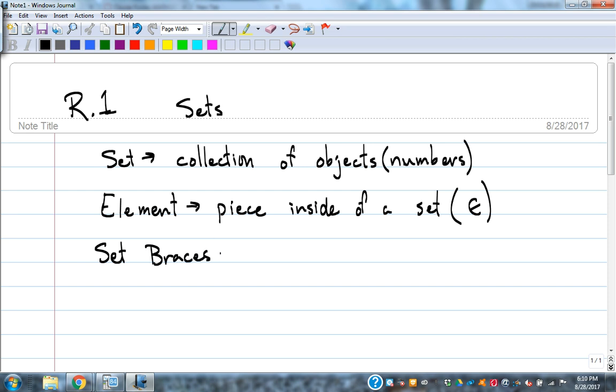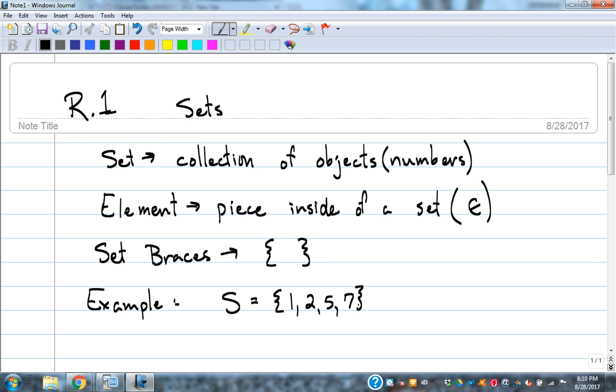And you'll hear me probably call these curly braces. Curly braces is what I usually say, but set braces is the real word for that. So set braces. And then an example of a set would be, we'll call it set S. And it's just a set of numbers, 1, 2, 5, and 7. It doesn't necessarily have to have any kind of rhyme or reason to what's in the set. At this point, it's just a set. It's a group of numbers inside of curly braces.